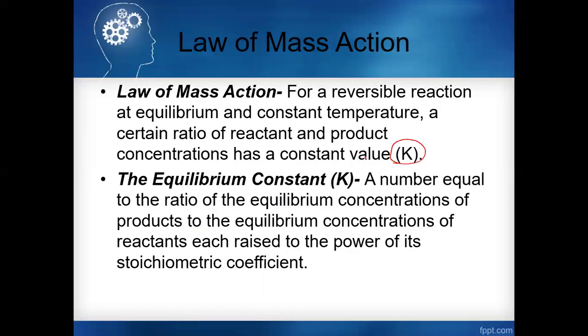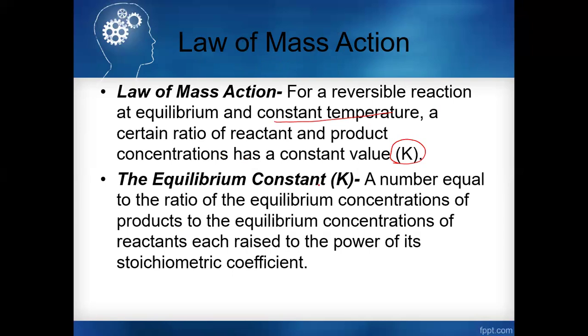That for a reversible reaction, remember there is a forward reaction. A reversible reaction is whereby the reactants are going to interact with one another. So we must make sure that we have a constant temperature. So the certain ratio of reactants and products concentration has a constant value, meaning we're going to have the constant value throughout for the concentration of the reactants as well as the concentration of the products.